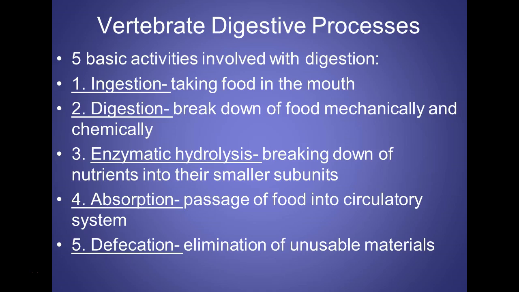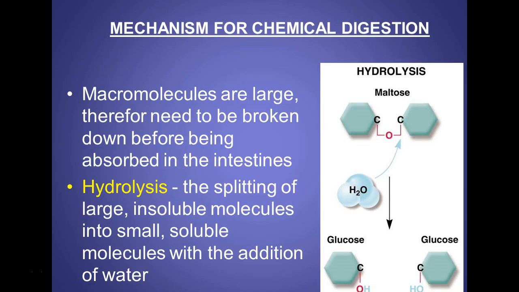So we're going to go through, and I know that I'm going really fast right now, and I apologize, but we're going to go through and talk about all of these. So, the mechanism for chemical digestion. This should be a repeat for you, but let's talk about it anyway, because I know that biochem was hard for a lot of people. Macromolecules are large, therefore they need to be broken down before they can be absorbed in the small intestine. So there's hydrolysis, which is the splitting of the large insoluble molecules into soluble molecules. If we take a look, maltose is a carbohydrate that is larger, and adding a water breaks the bonds. Then we have 2 glucoses.